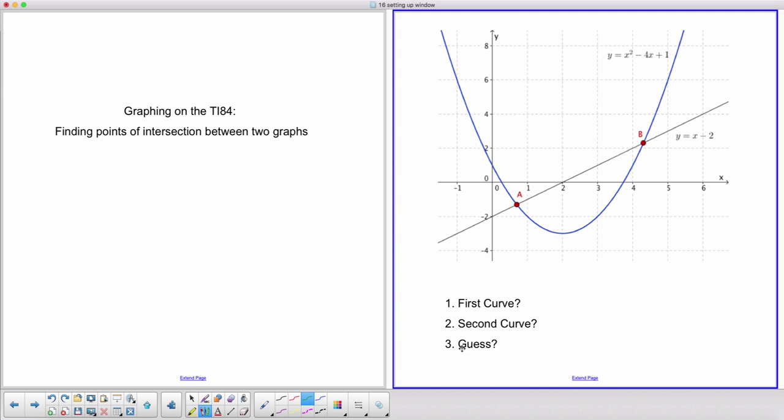Now it has to ask us for a guess in order to know which of the intersections it needs to find. So when we make our guess of about 0.5, it will find this intersection, and when we make the guess that x is equal to about 4.3, it will of course find the intersection B. Let's go ahead and do that.